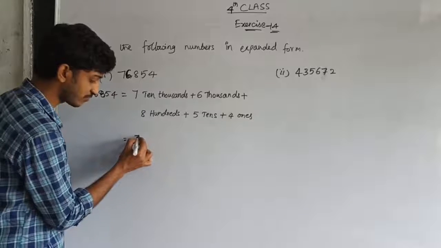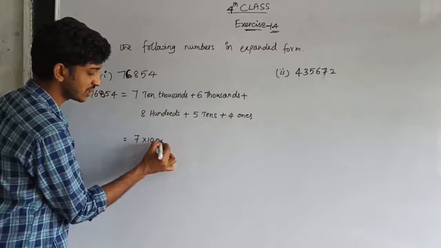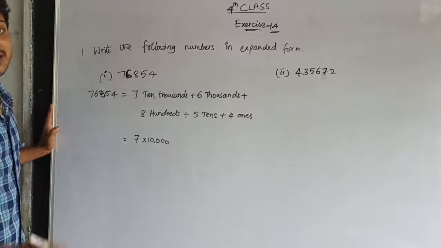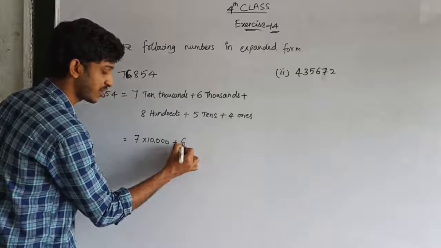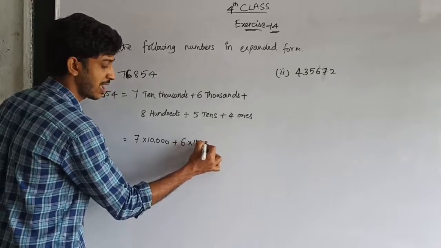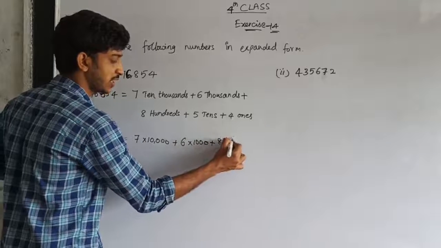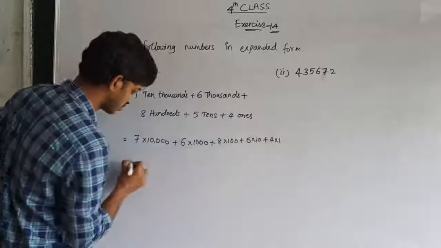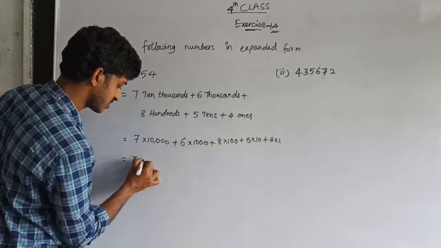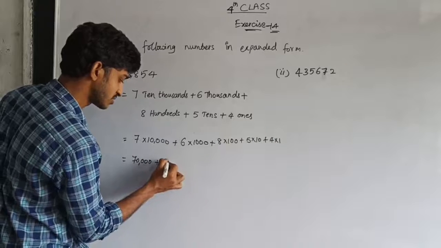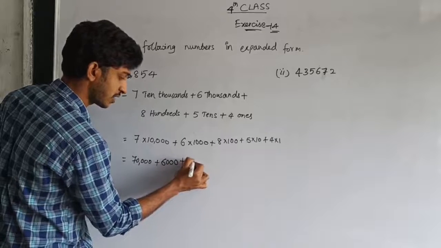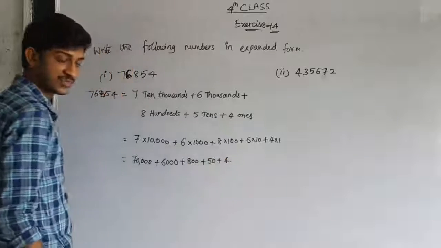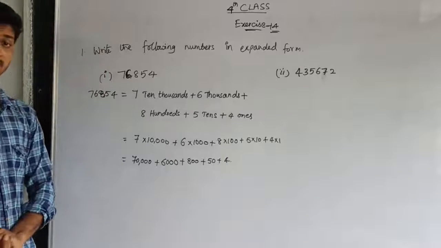7 10,000s means we have to multiply 7 into 10,000. 6,000s means we multiply 6 and 1,000, and 800s means 8 into 100. 5 tens means 5 into 10. 4 ones means 4 into 1. So 7 into 10,000 equals 70,000. 6 into 1,000 equals 6,000. 8 into 100 equals 800. 5 into 10 equals 50. 4 into 1 equals 4. This is the expanded form of 76,854.